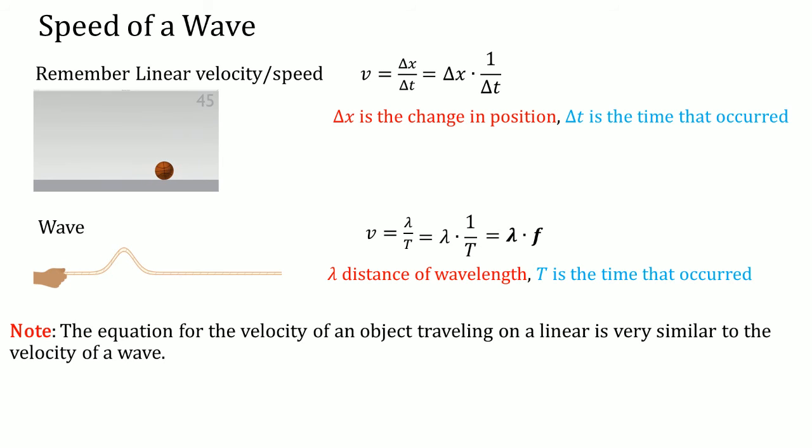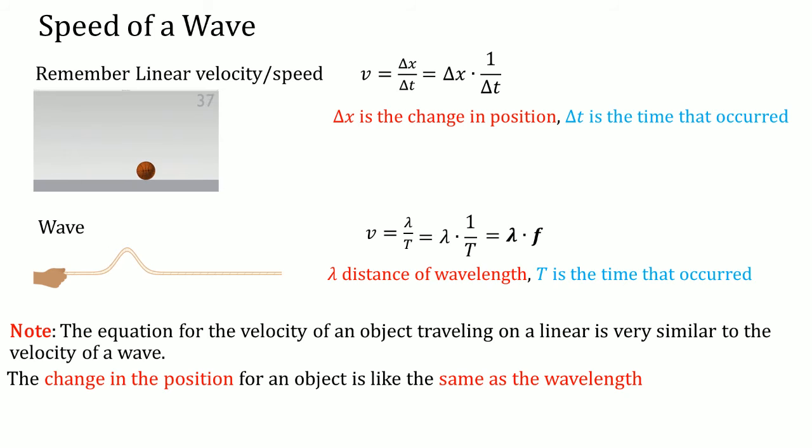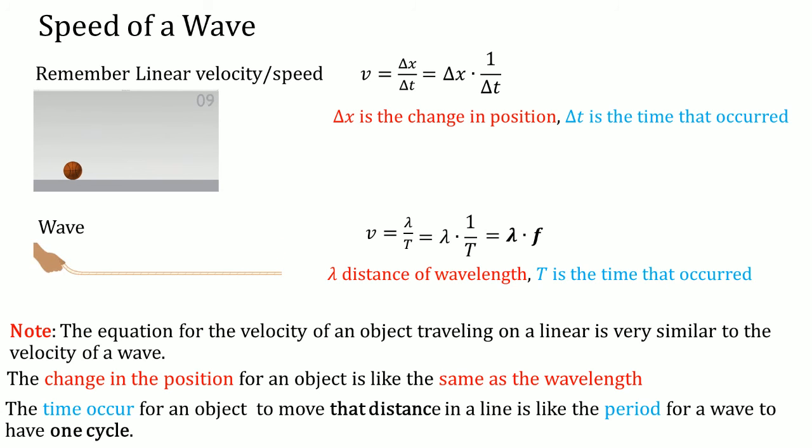So please note that the equation for the velocity of an object traveling on a linear surface is very similar to the velocity of a wave. The red, which is the change in the position for an object, is the same as the wavelength. The time that occurs, which is blue, for an object to move that distance in a line is like the period, which is also in blue, for a wave to have one cycle. So here I color coded for you so you can see the similarities between the two.